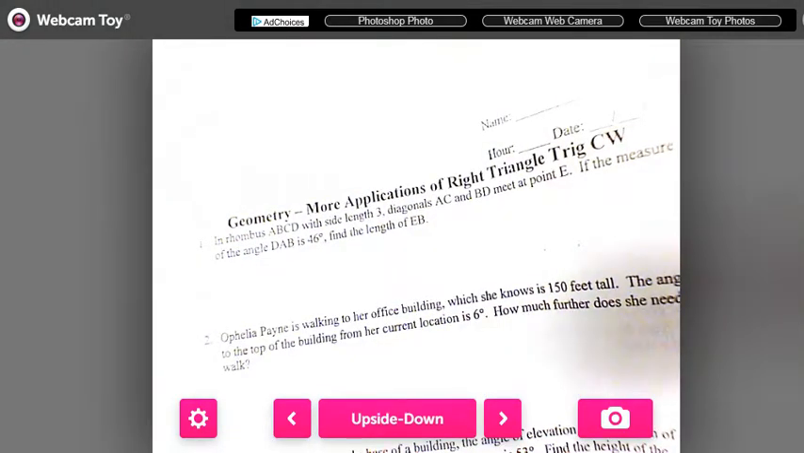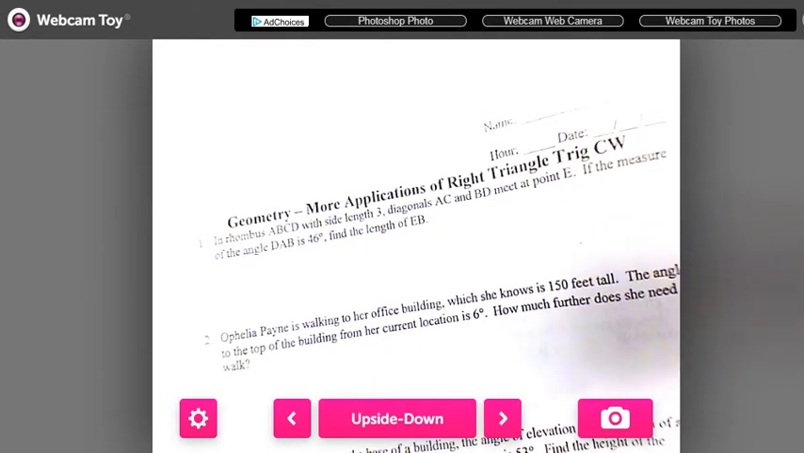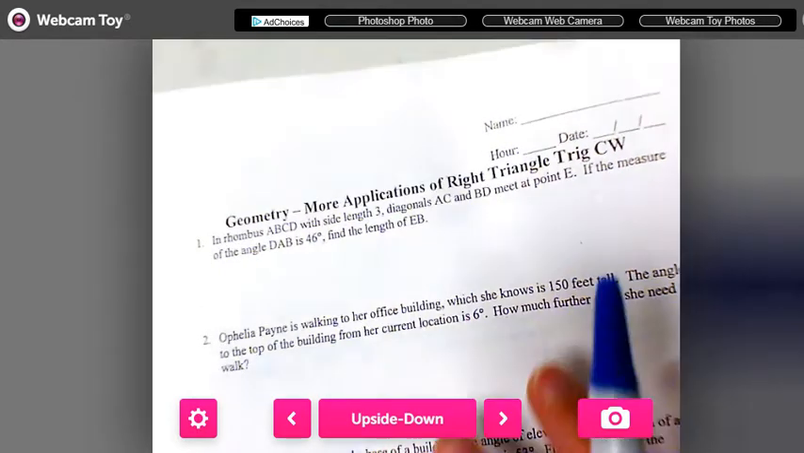I don't think I'm going to do all of these. I'm going to give you guys some to do in class and have you come up and check it in with me, because I want to see how you're doing with these. But let's look at number 1.